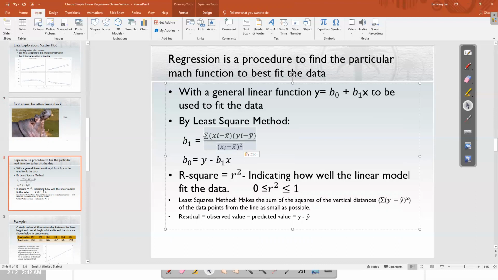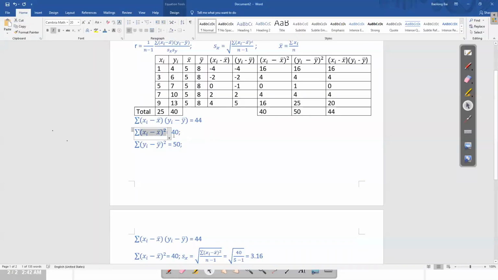We need to have that summation function. I didn't copy it at all. Okay.